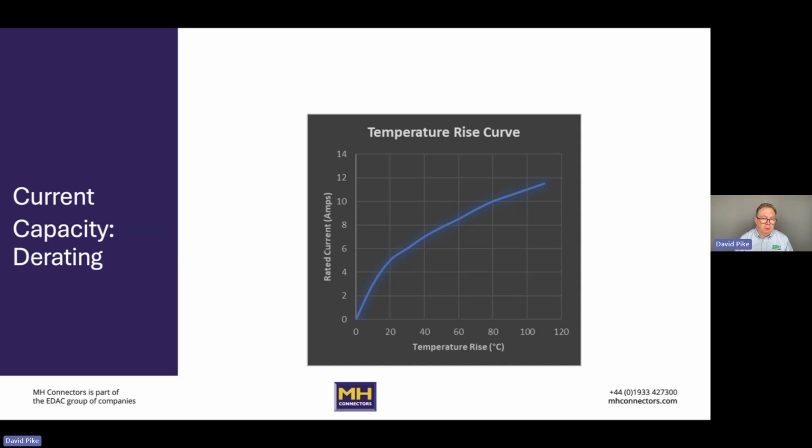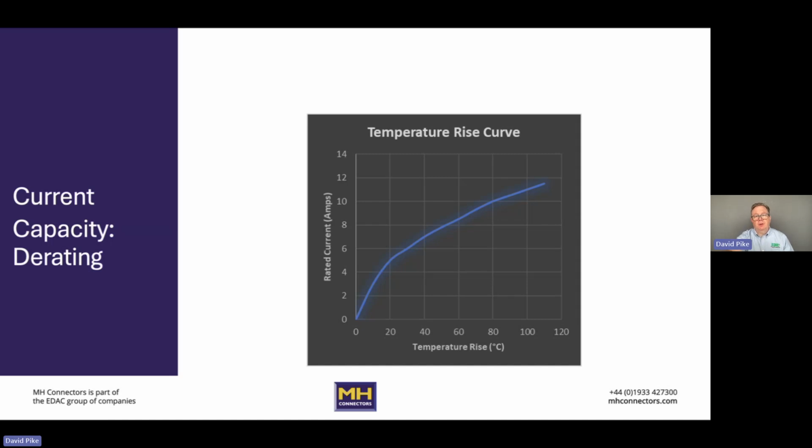But I mentioned heat as well. There's another big issue, and heat is a problem that is very much in the news at the moment. Any electrical circuit has resistance, and that resistance will create a loss. It will actually cause some of the energy that's passing through that electrical circuit to be lost as heat.